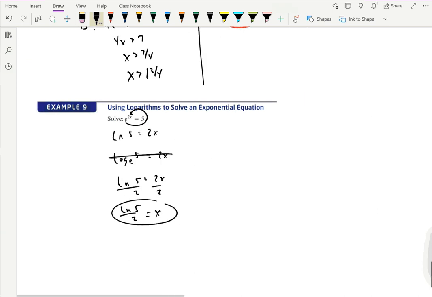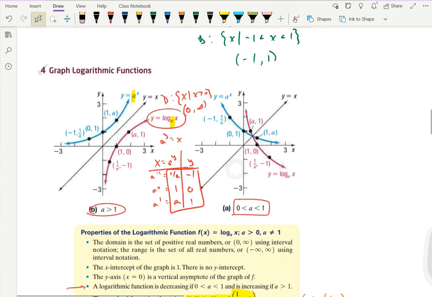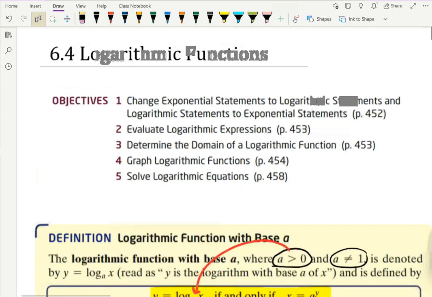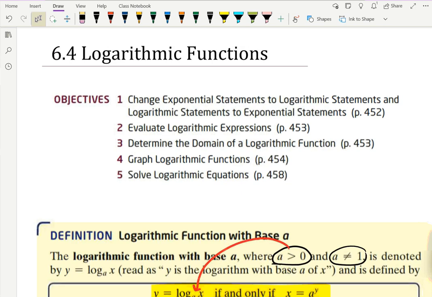So natural logarithms, the inverse of the exponential function, that's what we were taking a look at overall in this particular lesson. If you found a mistake that I did not catch along the way, please email and let me know. Otherwise, that wraps up Chapter 6, Section 4 on logarithmic functions.